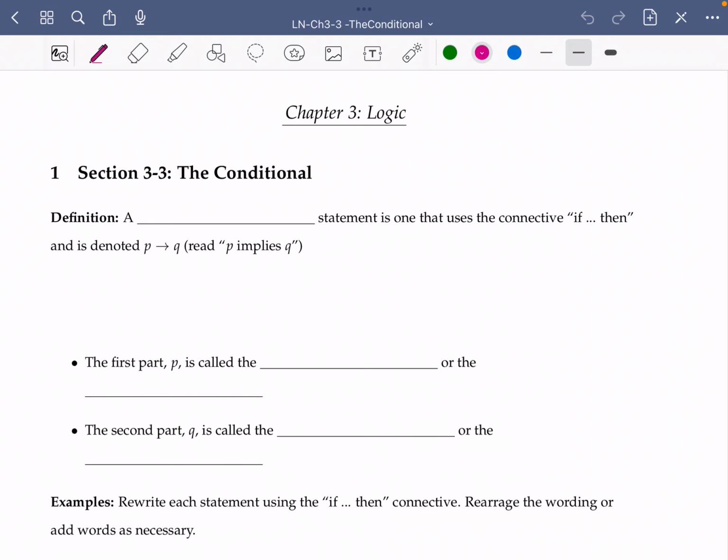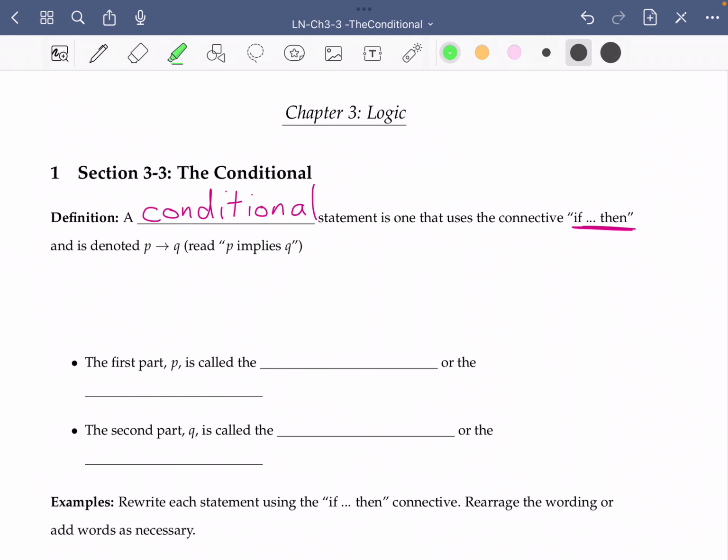In this video, we're going to continue to look at logic, and in particular, we are going to look at conditional statements. So let's start by defining a conditional statement. A conditional statement is a statement that uses the connective if-then. Right, so it's going to be an if-then statement.